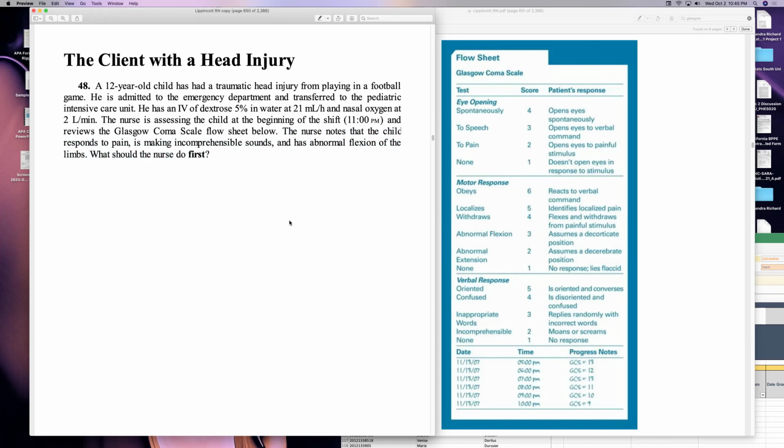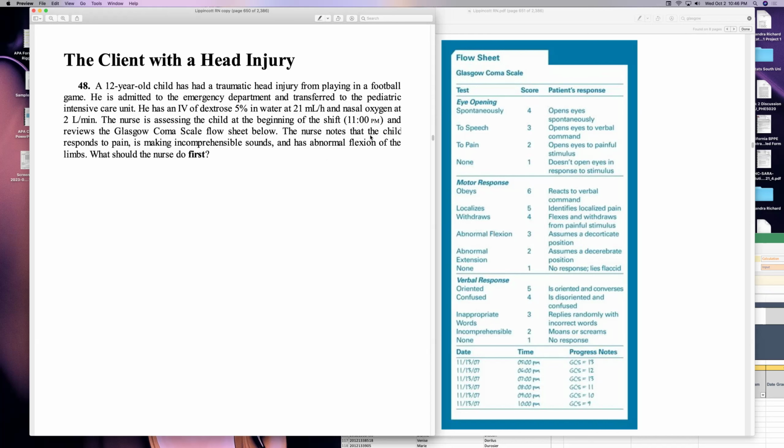Gonna be 5. Okay, so someone has said 5. Are there any other answers? 2. 7. Very good. The correct answer: the Glasgow Coma scale score for this patient is 7.